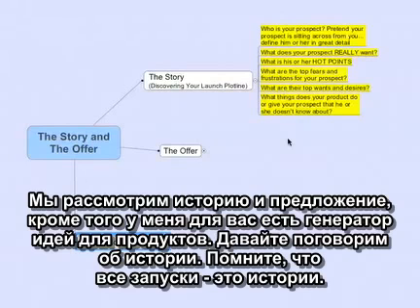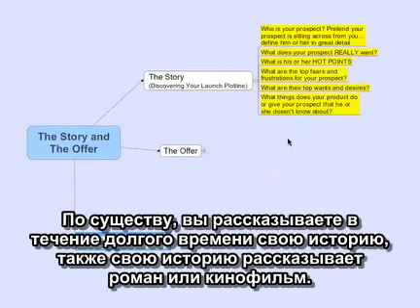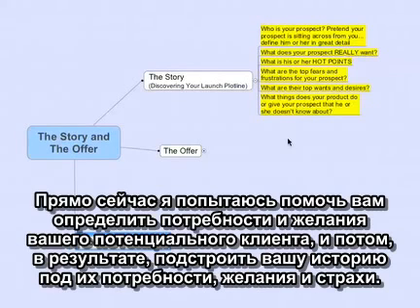Remember, all launches are stories. And basically, you're telling your story over time, just like in a novel or a movie, the story is told over time. So right here, I'm going to try to help you identify the needs, the wants, and the desires of your prospect, and then you end up tailoring your story to those needs and wants and fears.